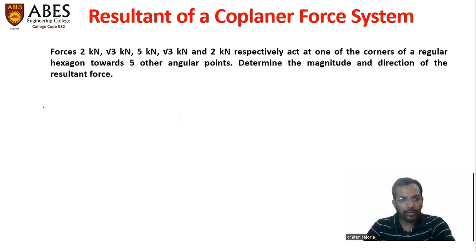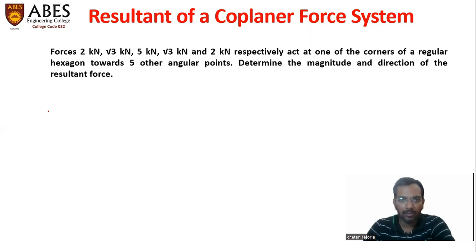Forces of 2 kilonewton, √3 kilonewton, 5 kilonewton, √3 kilonewton, and 2 kilonewton respectively act at one of the corners of a regular hexagon towards the 5 other angular points. Determine the magnitude and direction of the resultant force. So in this question, there are various forces which are concurrent forces, and all these forces are acting along the various diagonals of a regular hexagon.